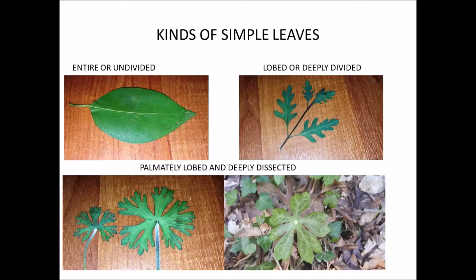Simple leaves. There are many different kinds of simple leaves. They may be entire or undivided, which is what we typically are familiar with in terms of simple leaves. They might be deeply lobed or deeply divided, as in the picture on the top right. They might be palmately lobed and deeply dissected, as in the pictures on the bottom. So there's a geranium leaf on the left-hand lower picture, and you can see they kind of come from a single point, almost like the palm of a hand, spreading out. And then there's a May apple, which shows the same kind of structure.